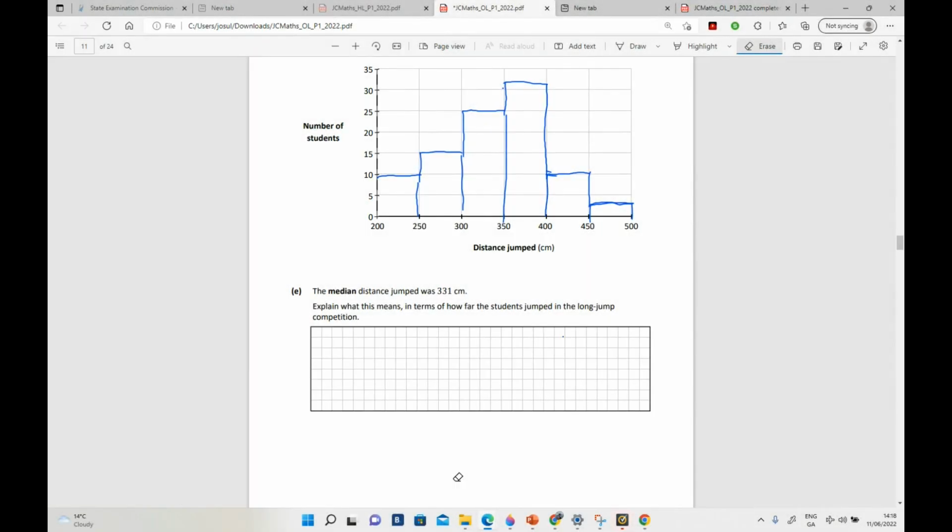Okay, so part E, the last part. The median distance jumped was 333 centimeters. Explain what this means in terms of how far the students jumped in the long jump competition. The first thing to remember is what is the median. The median is the middle number. It's a centrality measure, like an average, but you sort all the numbers out in terms of their order, and the middle number ends up being the median.